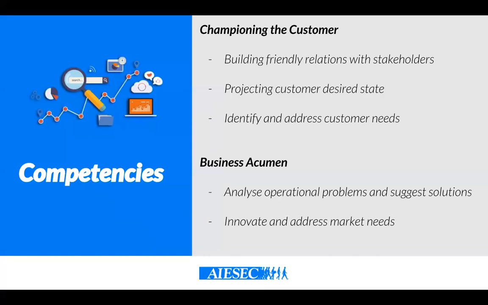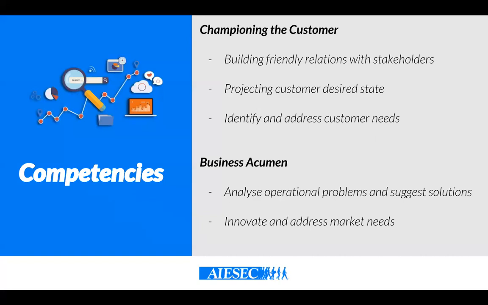And the last one, business acumen. Throughout the experience, as well as coming in, you'll be able to understand different operational problems and analyze the problems that you face, such as a volunteer experience being unorganized, and then be able to come up and suggest solutions as to how we can move forward from this.